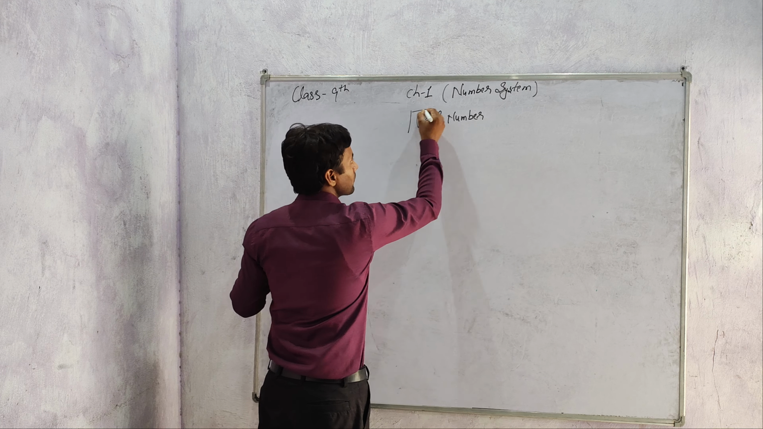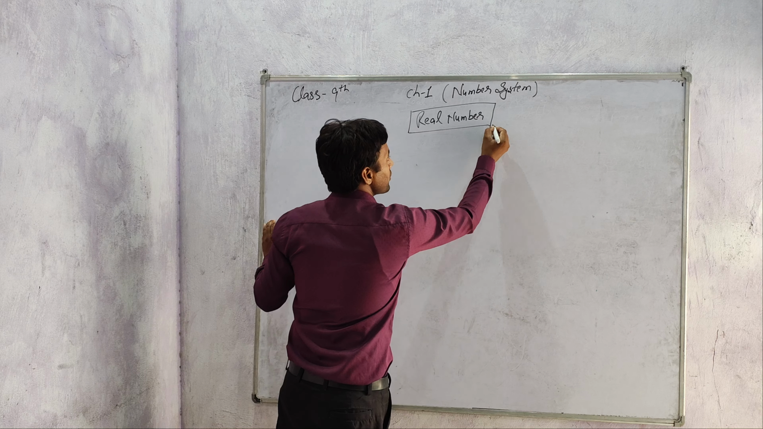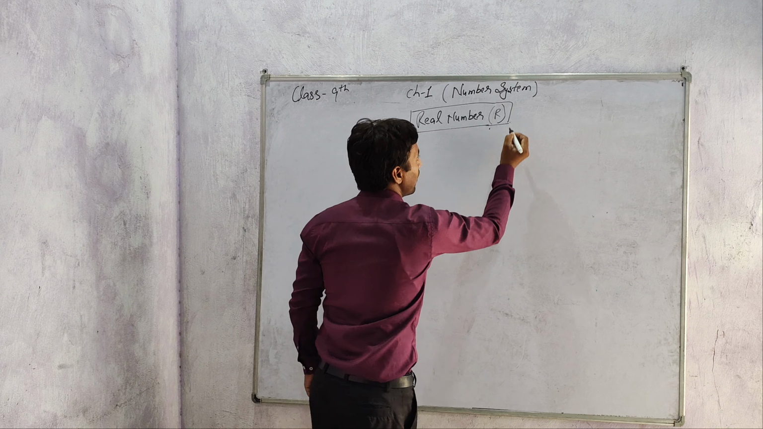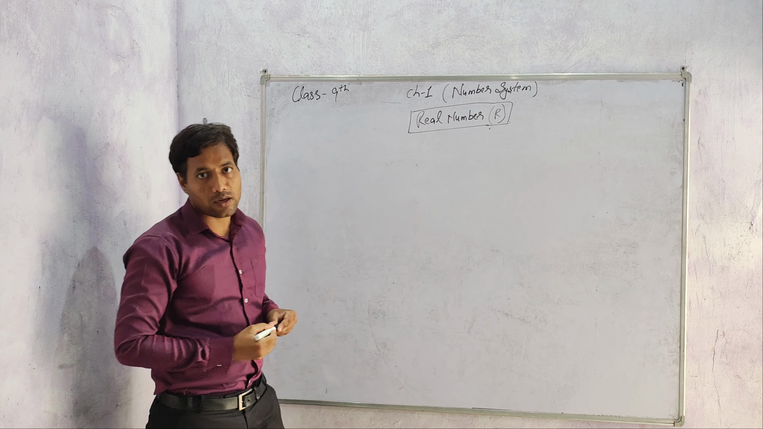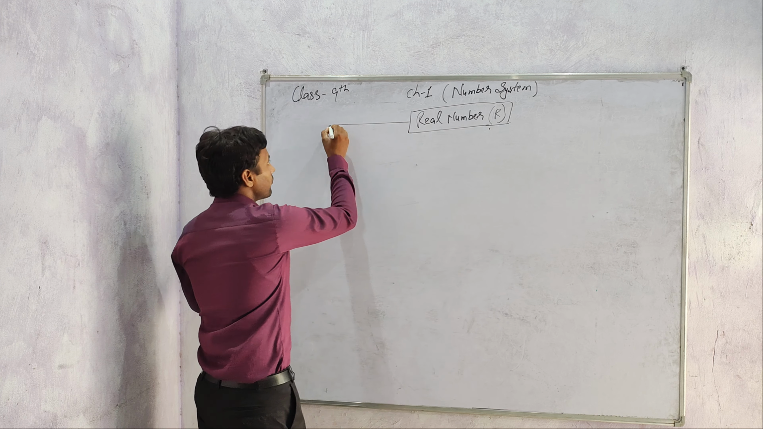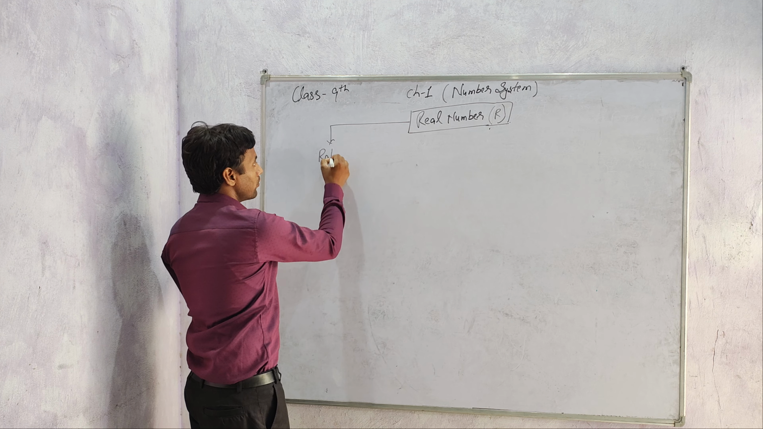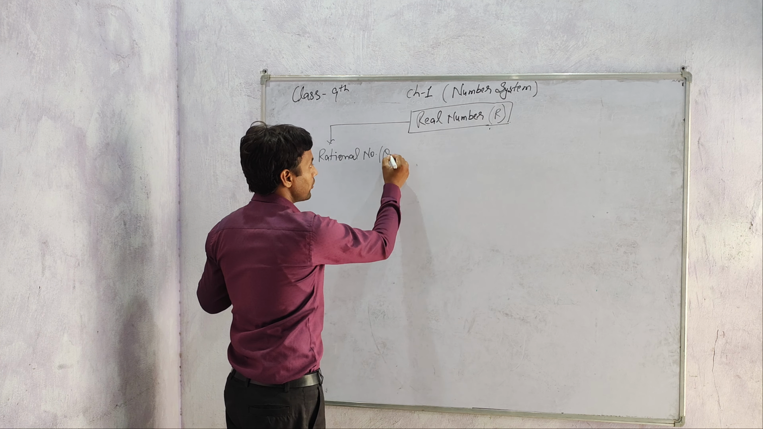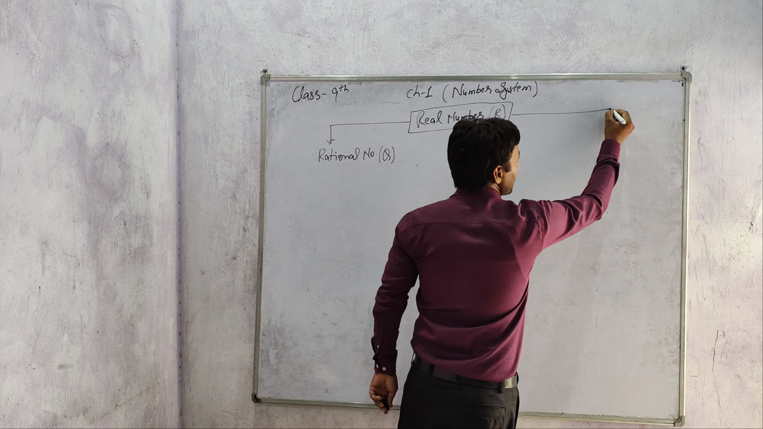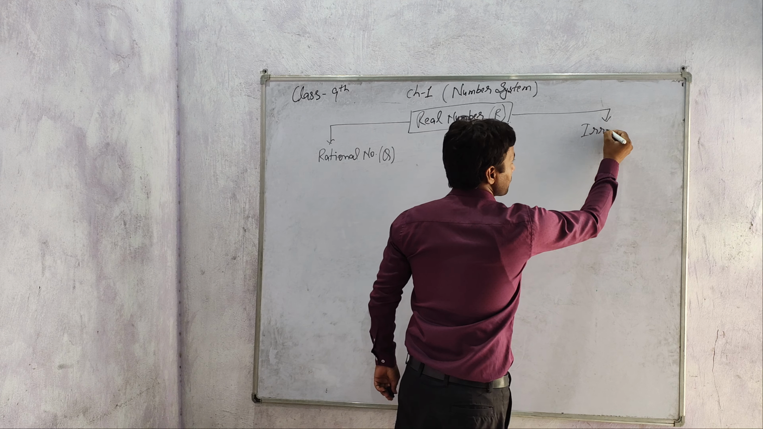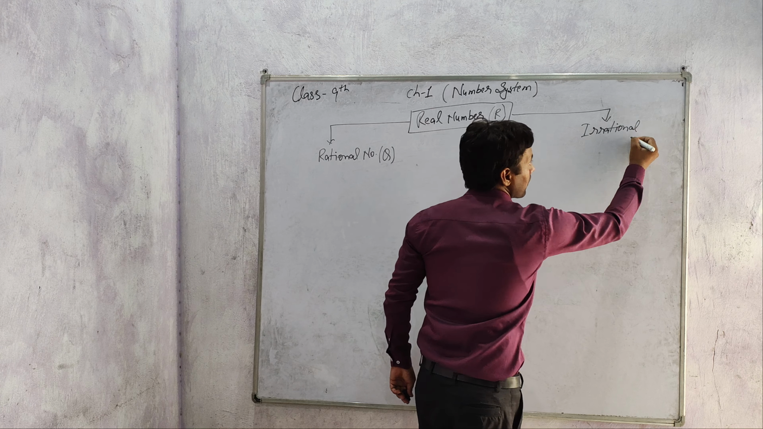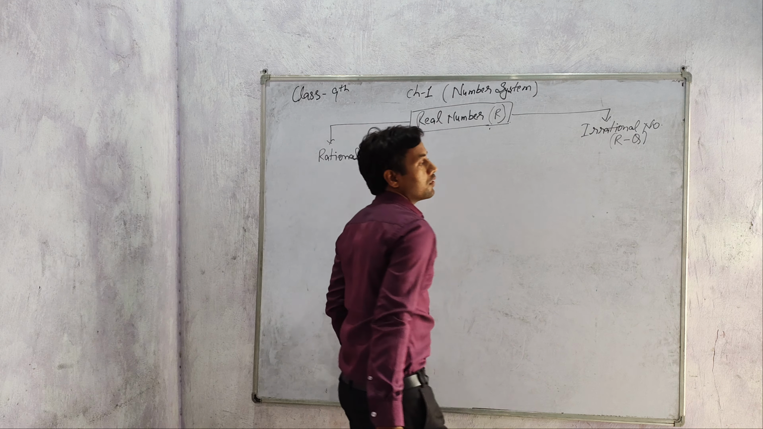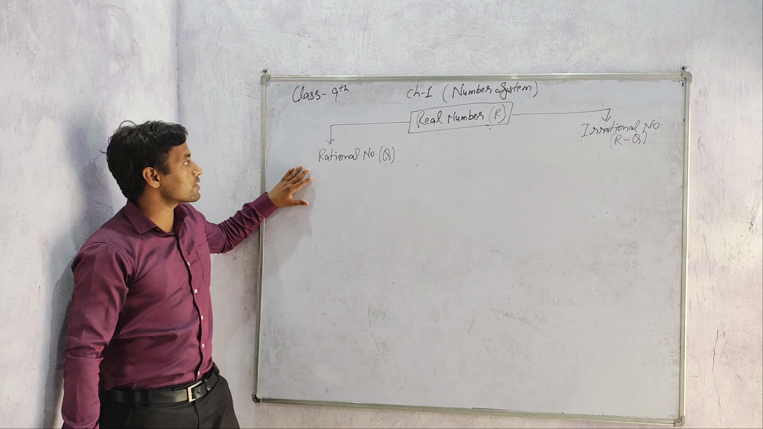Real numbers, which are denoted by capital R. If we further divide real numbers, then first is rational numbers, which are denoted by capital Q, and the second one is irrational numbers, which are denoted by capital R minus Q. Okay. Now first we discuss rational numbers.